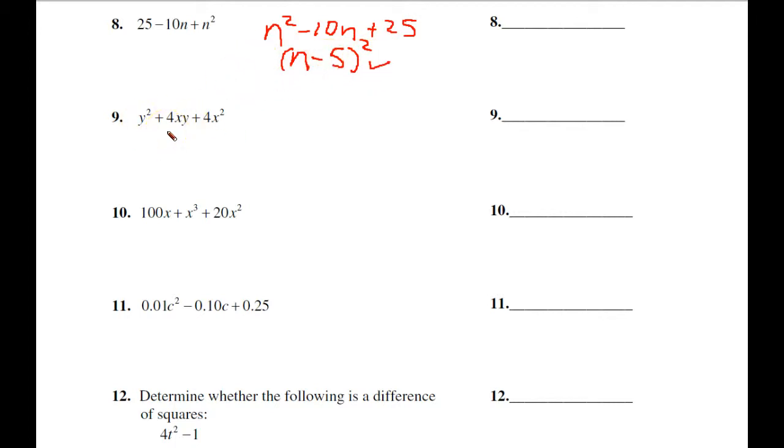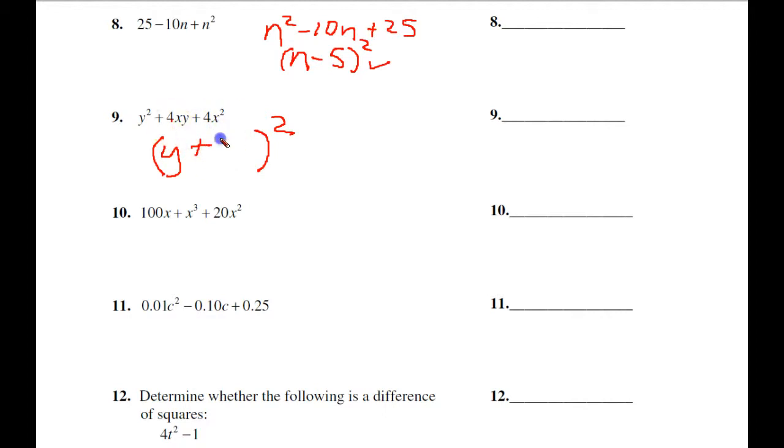This one's a little different. But half of that is 2, and 2 squared is that. Yes. So that is a perfect square trinomial. Going to use that middle sign.